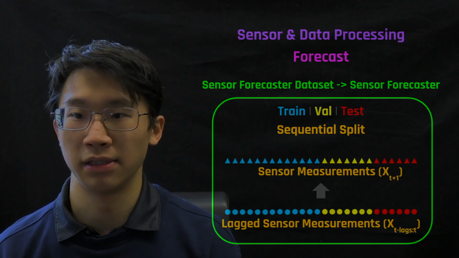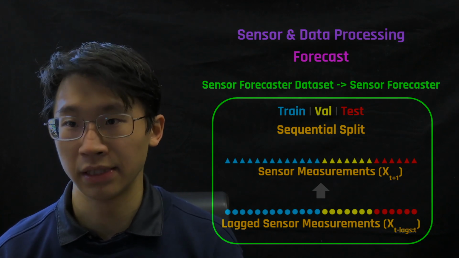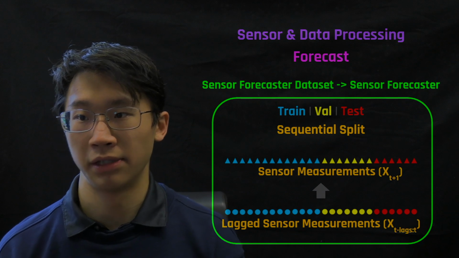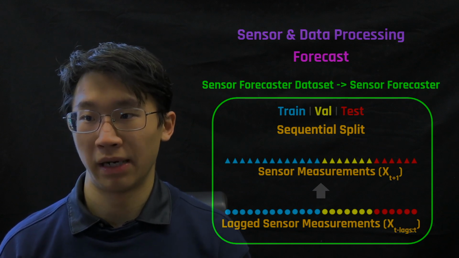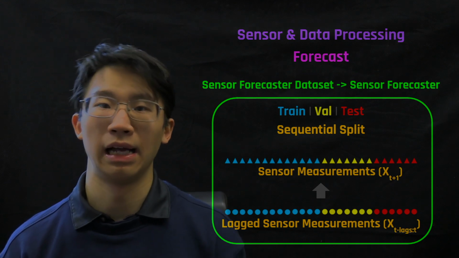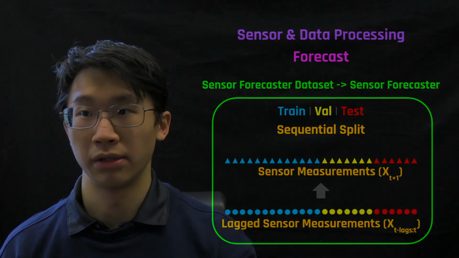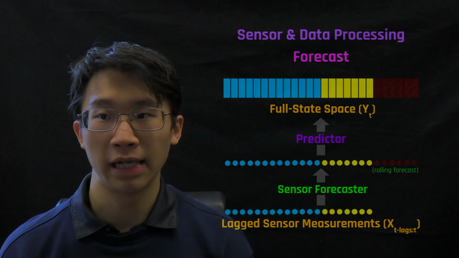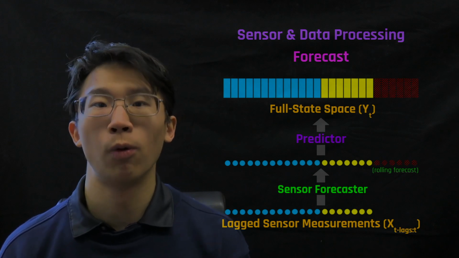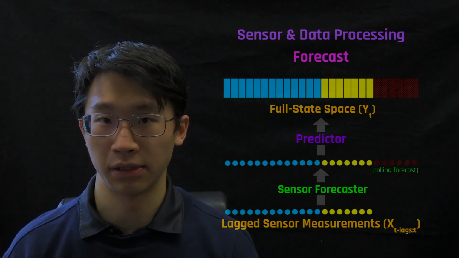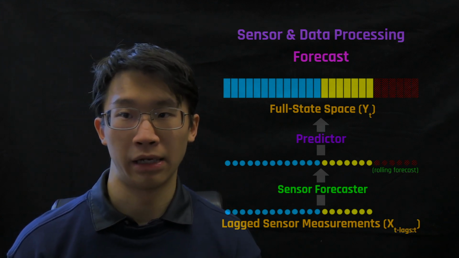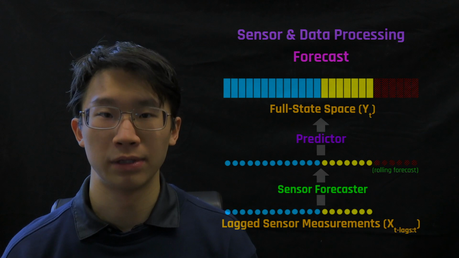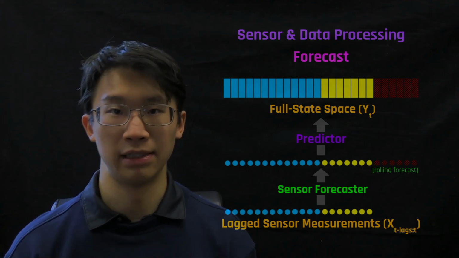What this sensor forecaster does is it trains on the lagged sensor measurements, and then it predicts what the next sensor measurement will look like. So it trains on the sensor measurements from t minus lags to t, and will predict the sensor measurement at t plus 1. This is the sensor forecaster. To forecast, you first train the sensor forecaster, and the sensor forecaster does a rolling forecast to predict what the sensor measurements will look like in the future. And using the rolling forecasts, we're able to use the reconstructor to reconstruct what the full state space will look like for the forecasted sensor measurements.